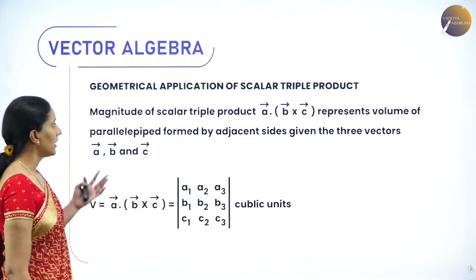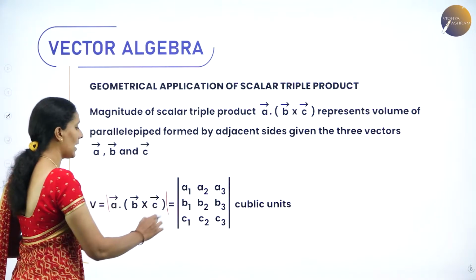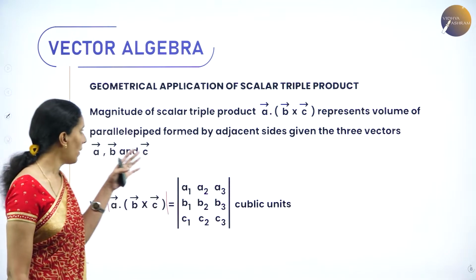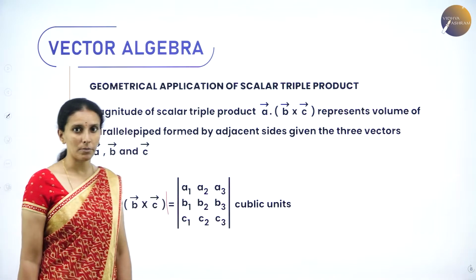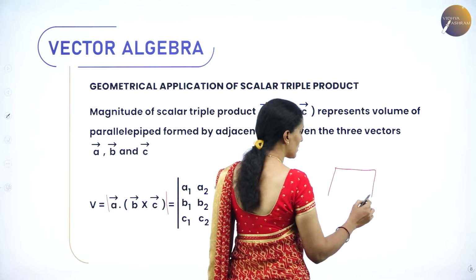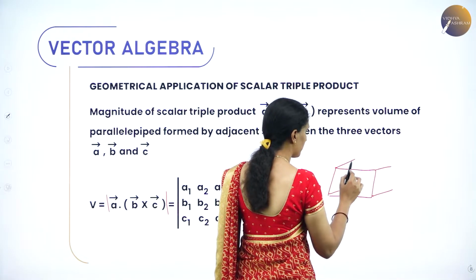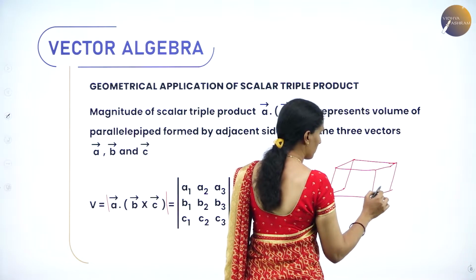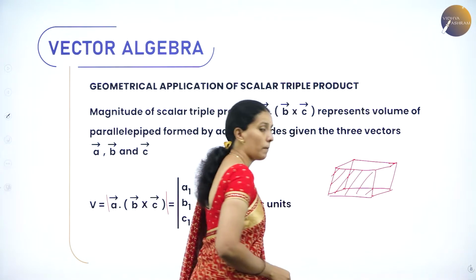Next, we have a geometrical application of scalar triple product. So where does it help? The magnitude of scalar triple product always denotes the volume of the parallelepiped formed by adjacent sides whose three vectors are vector A, vector B, vector C. So a parallelepiped is a solid whose face looks like a parallelogram.